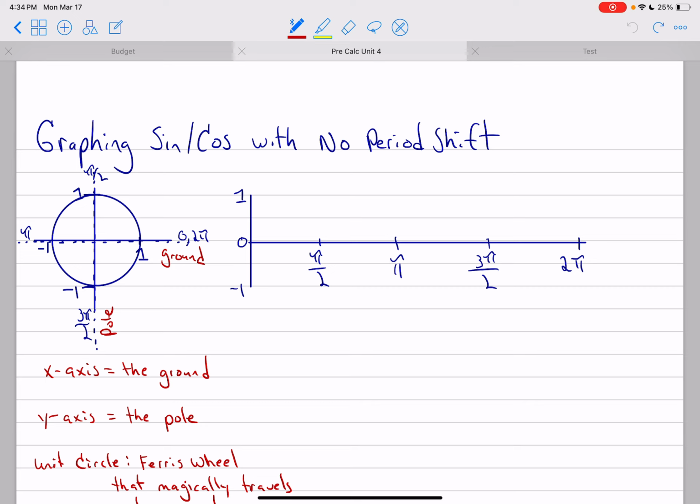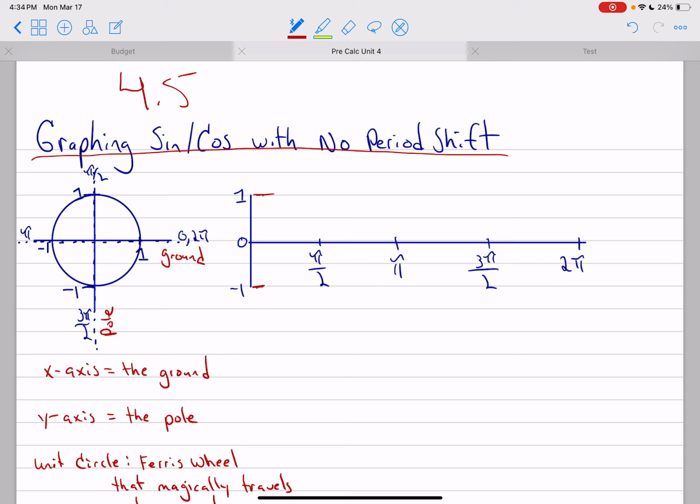I think this is like 4.5, and we are graphing sine and cosine with no period shift. So pause it right here. Write all this stuff down that I have on here. Just draw the pictures, write it down. Notice how I have things lining up with the lines so that you can count. Okay, so just go ahead and do that.